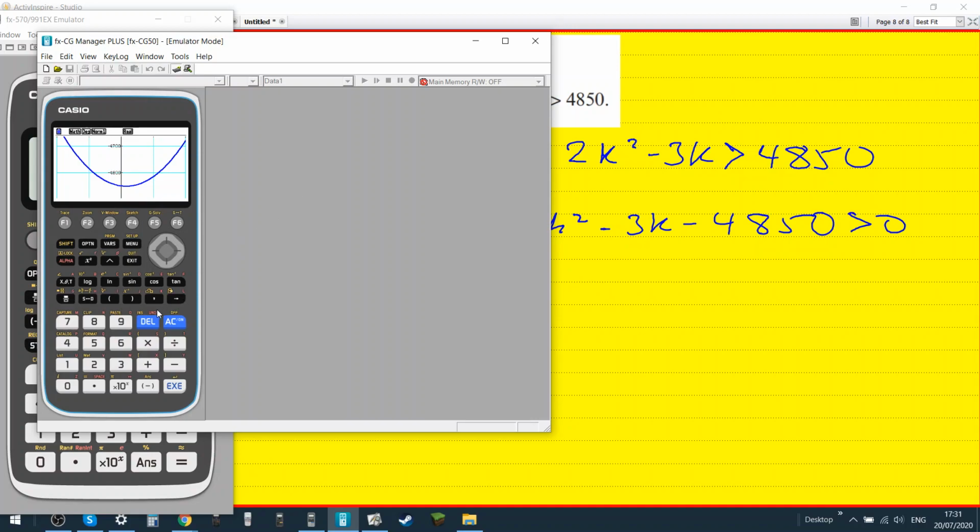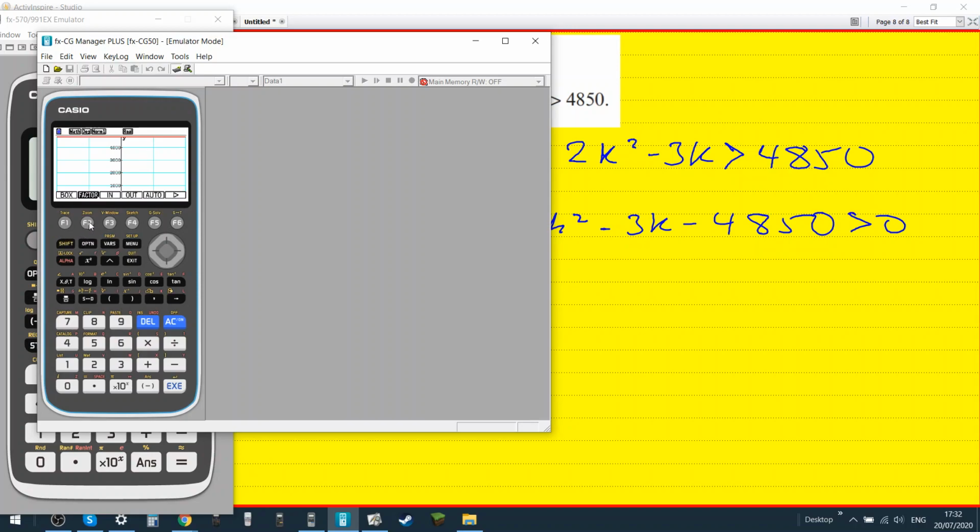Are you sure? I think so. Okay, let me do something. This one we just did. I'm going to graph that and separately graph 4850. That is good. Smart. And then do intersect. You can do G-solve.